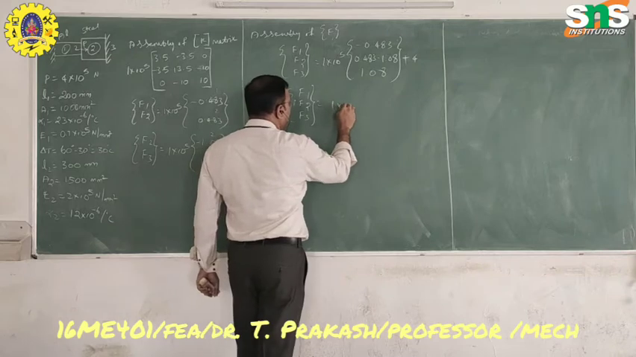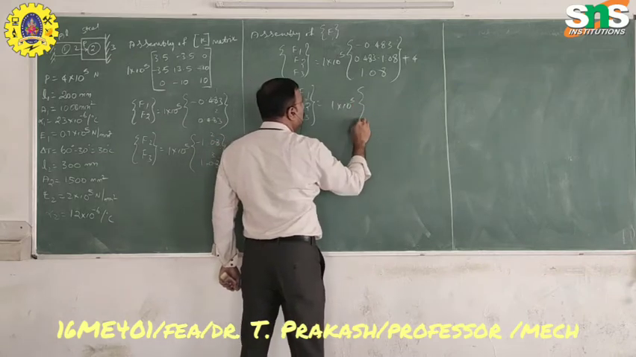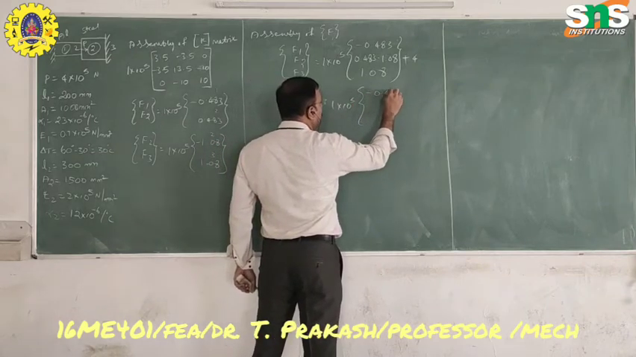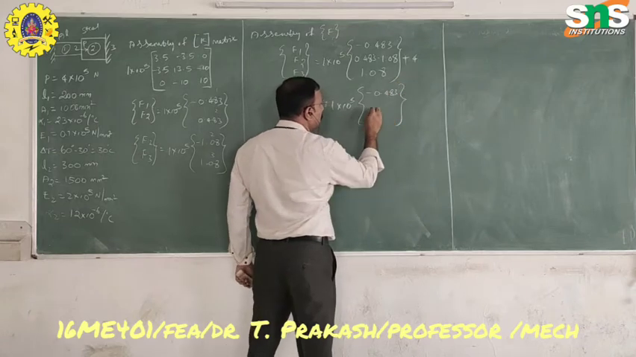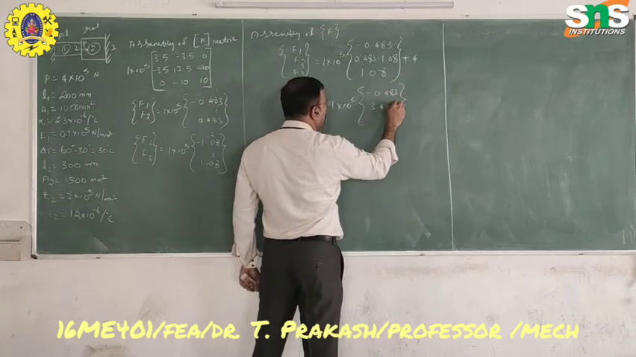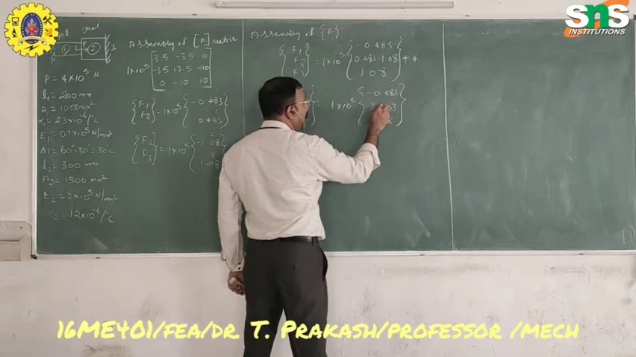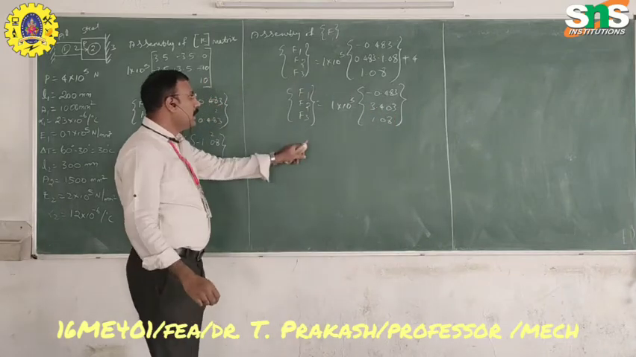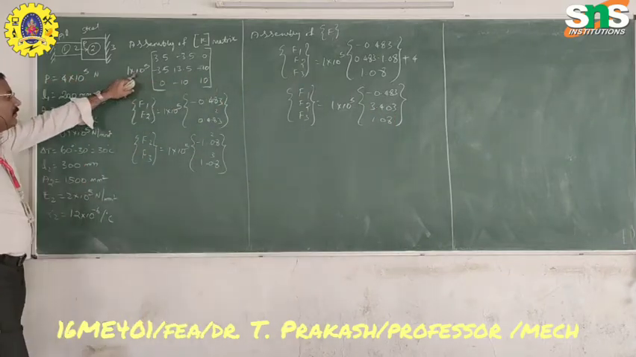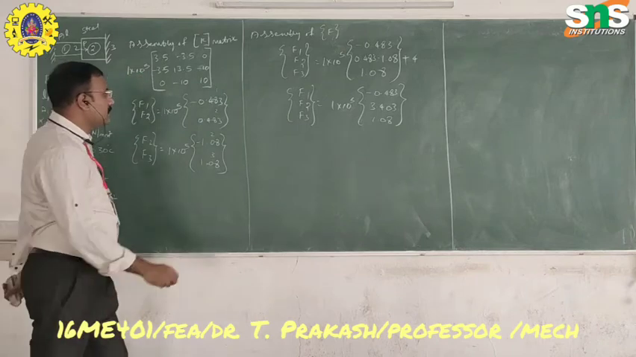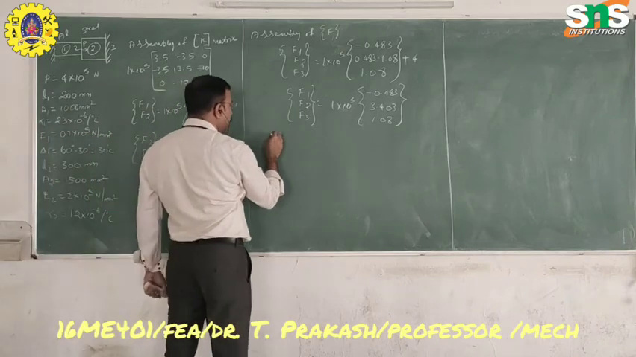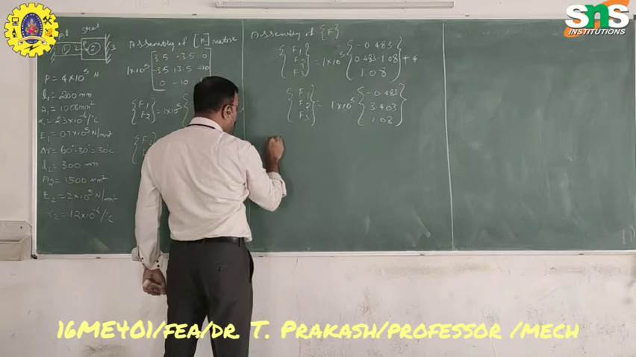1 into 10 power 5 is common, minus 0.483, 3.403, 1.0. It is the value of F2. Now we know the assembly of the K matrix. Already you have found the value of the assembled K matrix. Therefore, you substitute the value of the force vector there, that is 1 into 10 power 5.